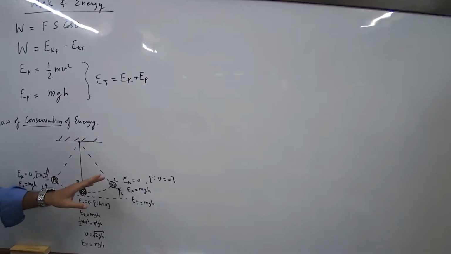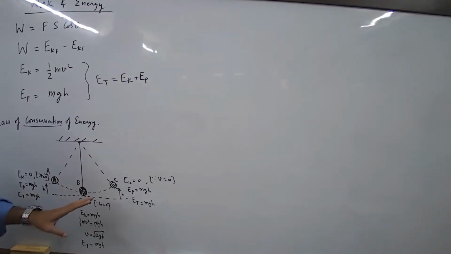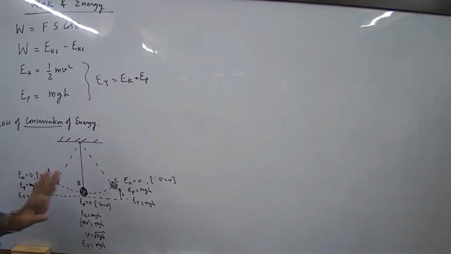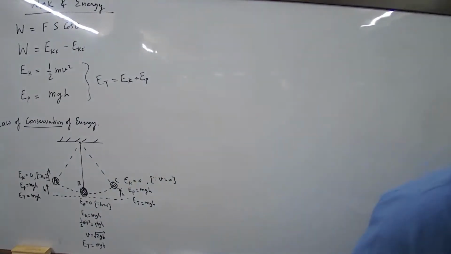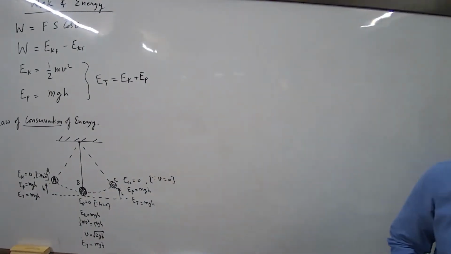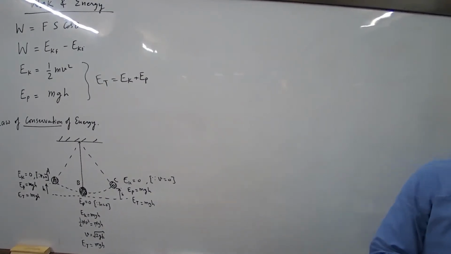Again, as it goes to extreme position, it becomes potential energy. In between, it is both. One is increasing, the other is decreasing. So that's the meaning of conservation of energy. Understood? Okay, let's go ahead.